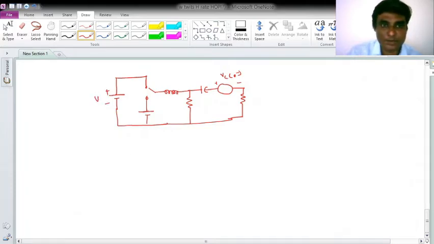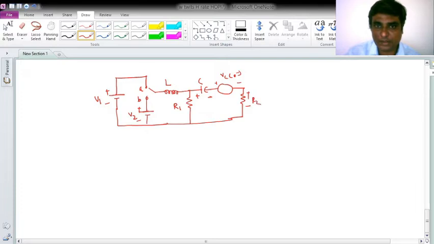So suppose this is my V1, say points A, B, this is V2, L, R1, C, and here R2. And now the question is, say this is my I1 and this is my I2. So find the solution for this.